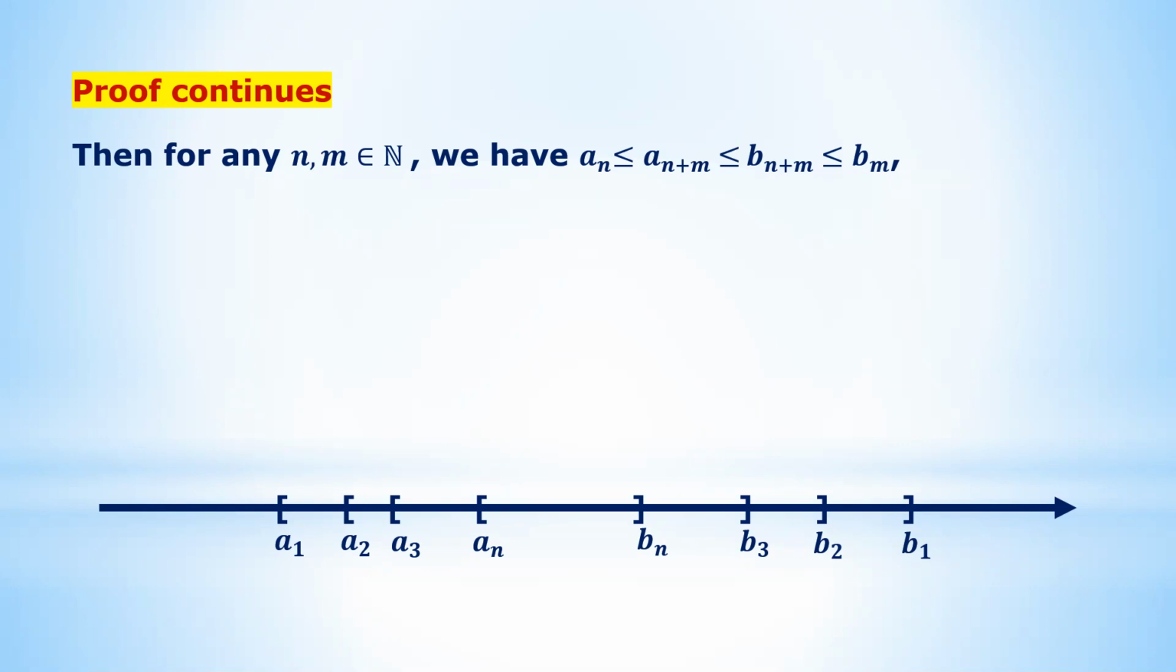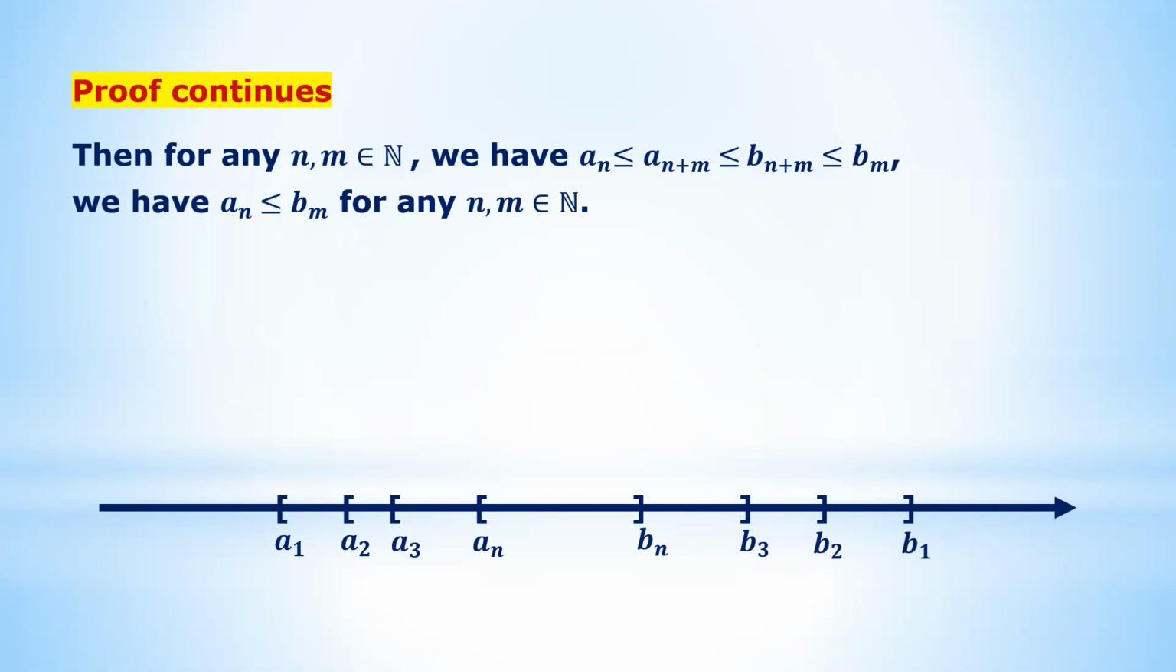Now the real thing we want to observe from here is that a_n is less than or equal to b_m. Here n and m are arbitrary integers. So no matter what n you have or what m you have, it always holds. So a_n is always less than or equal to b_m. This is the observation we want to make first.